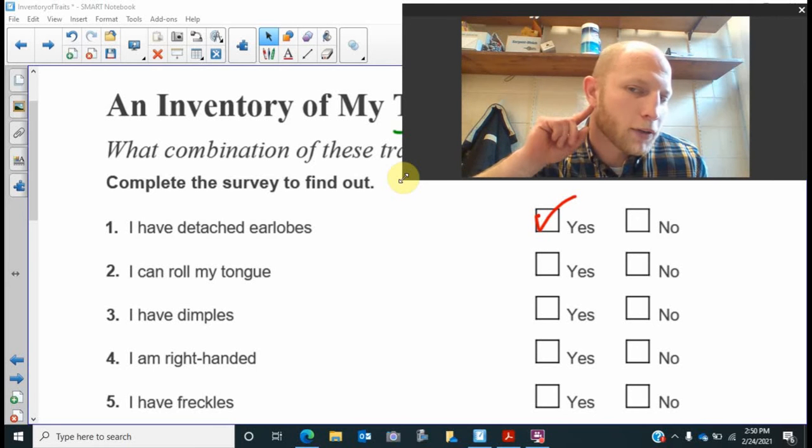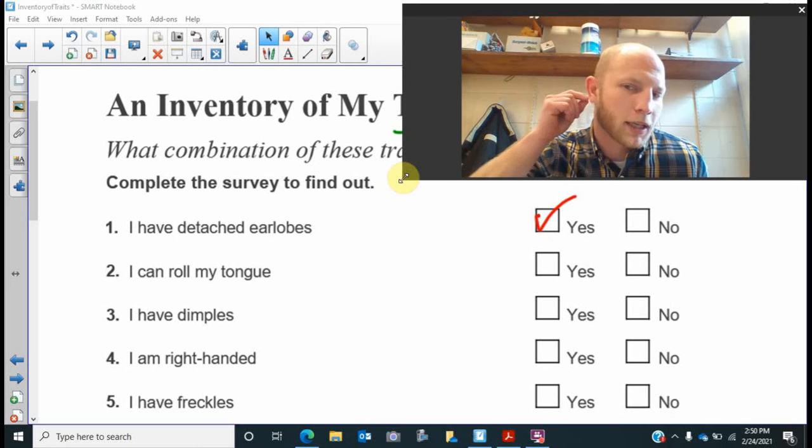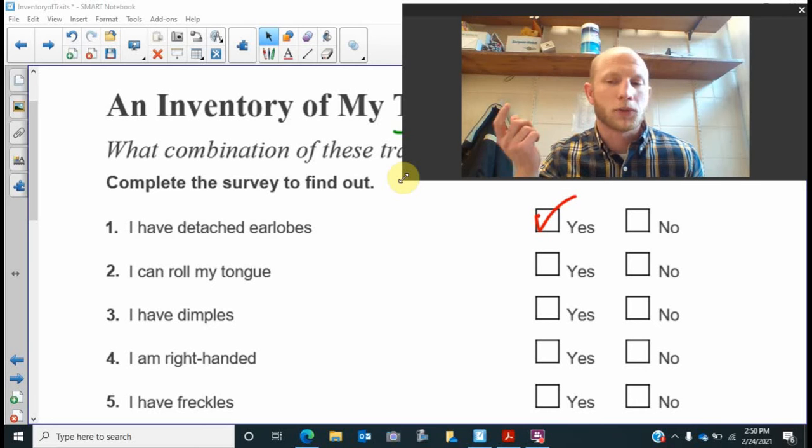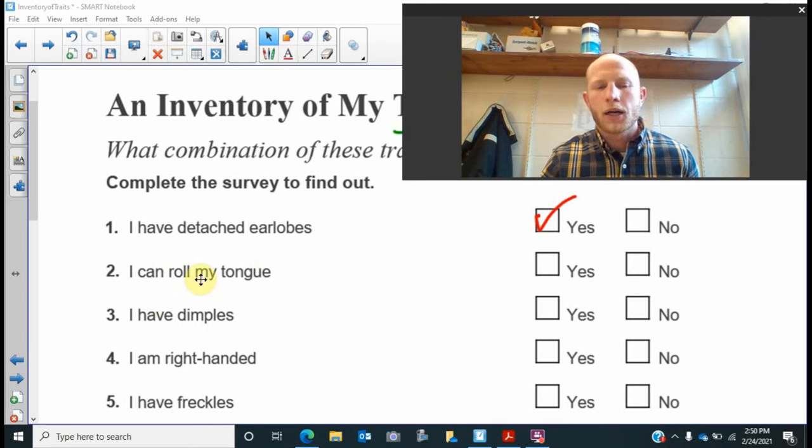Most people have detached earlobes. It's just a flap of skin that doesn't connect right to the side of your head. Attached earlobes are a little less frequent, but not super rare. There were like 3 or 4 in each class that had attached earlobes, where it attaches right to your head and there's no flap of skin. I can roll my tongue. Can you roll your tongue? You're going to check yes or no. Dimples.